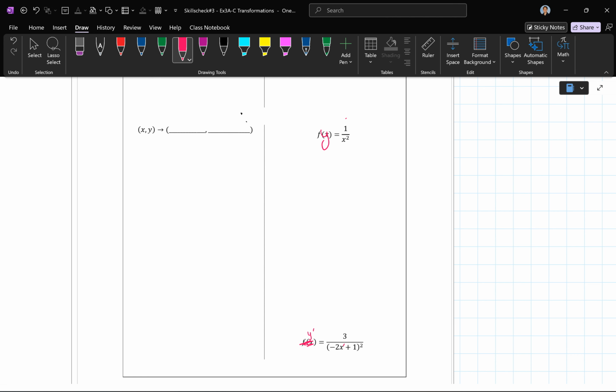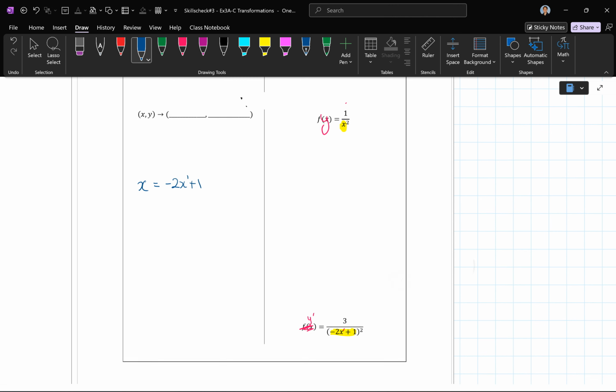Well, this one has a 1, this one has a 3. So that 3 doesn't belong here. That must be belonging to the y transformation. But then whatever you're squaring, that's clearly dealing with the x's. So here I can say original x is equivalent to negative 2 times x dash plus 1. So I write that out. I say, okay, so therefore, one of the things I know is original x is equal to negative 2 times x dash plus 1. So I find it easiest when you're doing exercise 3E to work backwards and work with the x's first.